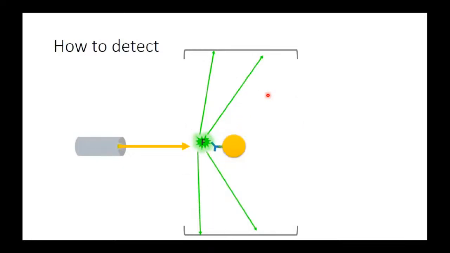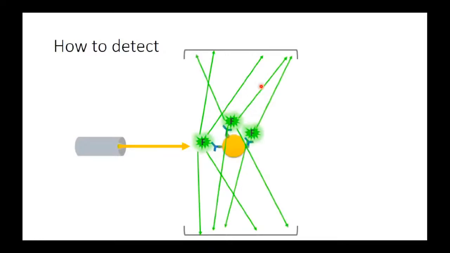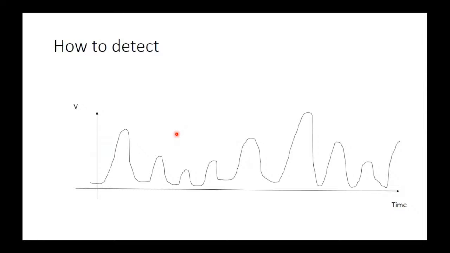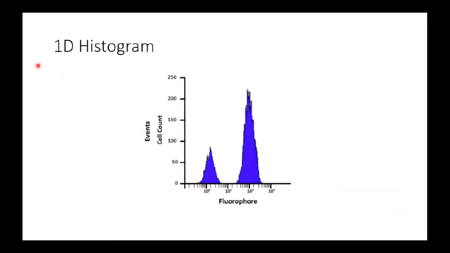Now, of course, when the cell is expressing more protein, there will be more fluorescence coming out of this cell. At the end, I will get data similar to this. So when the cell is expressing the protein, I will get a high peak, and when the cell is not expressing the protein, I will get a small peak. And then the computer will give me something called the one-dimensional histogram, which is something similar to this.